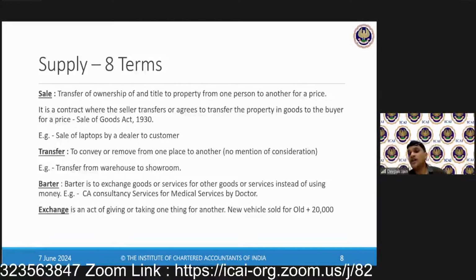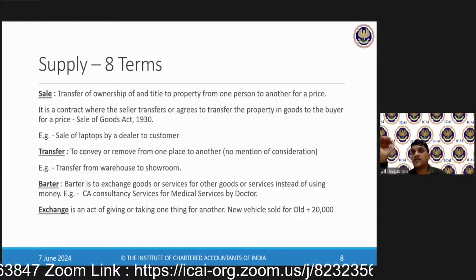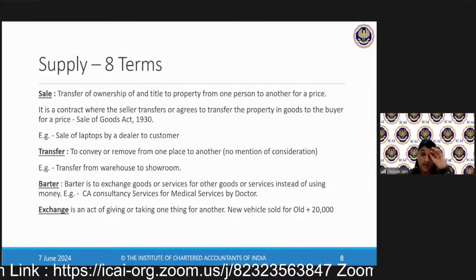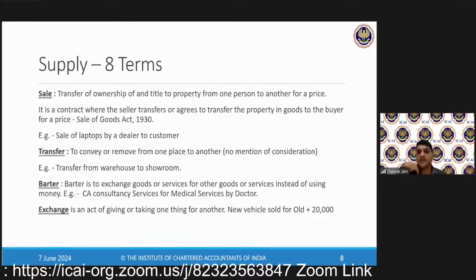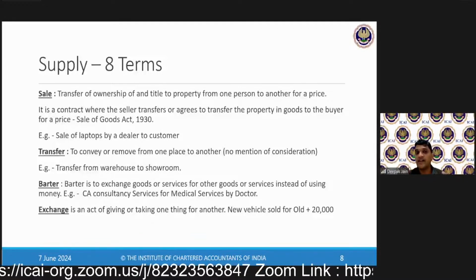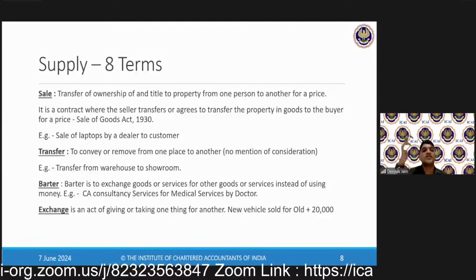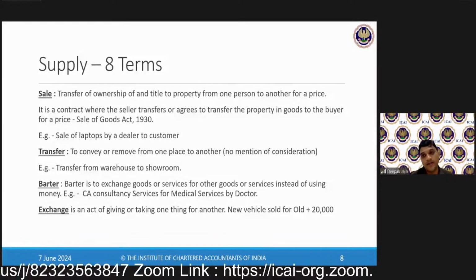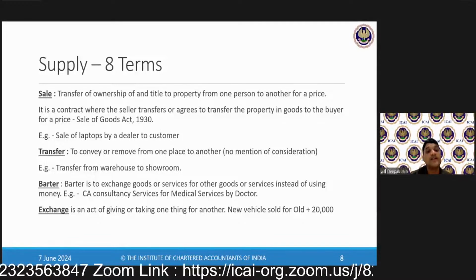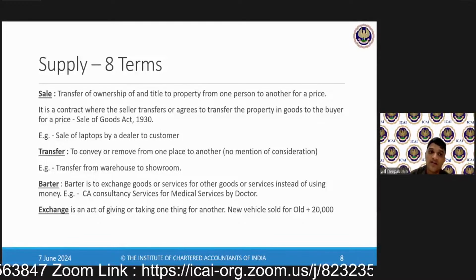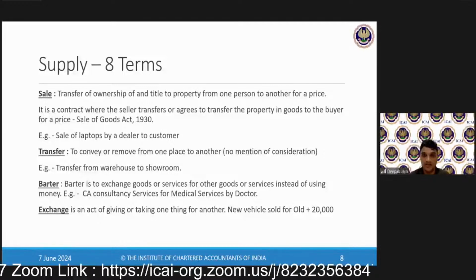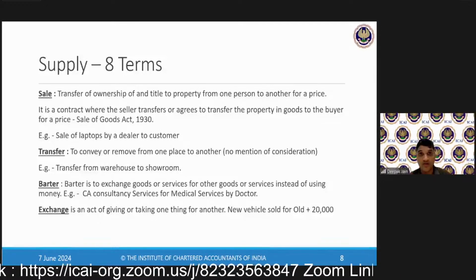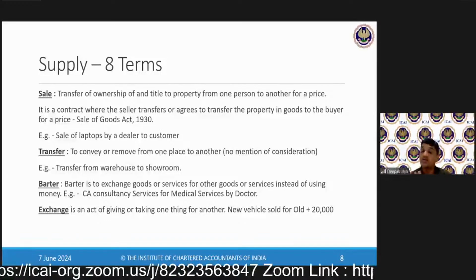So the person is holding these goods as a bailee on my behalf and not as an owner. For the world outside, he looks like an owner because he's holding it. Possession is different. Ownership and title is different. So the person is not having a title, he's having a possession. Just possession is not sufficient. I have to transfer the ownership and title to the property, then it is a sale. Then transfer. Transfer is also covered, to convey or remove from one place to another, which means the definition of supply. We understood sale, we understood what is not a sale.